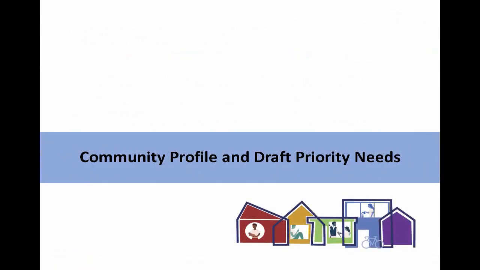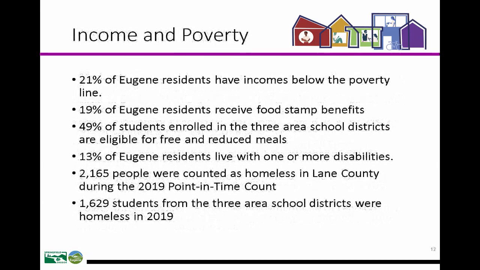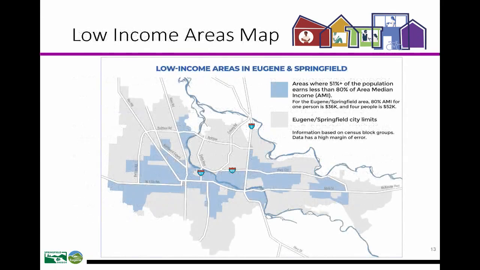As we look at our community profile, we're seeing moderate growth, a greater share of seniors, greater diversity, slightly decreasing household size, growing median income, and lower unemployment. We're also seeing continuing indicators of poverty and financial hardship among multiple populations. We also take a look at where low-income people live in the community because there are some other ways you can use CDBG funds in those areas.